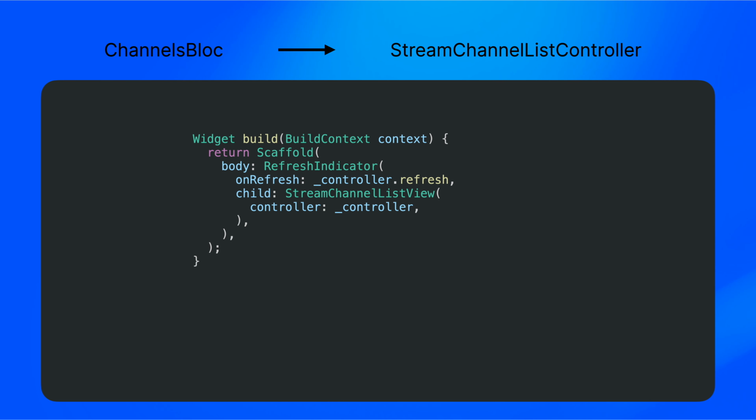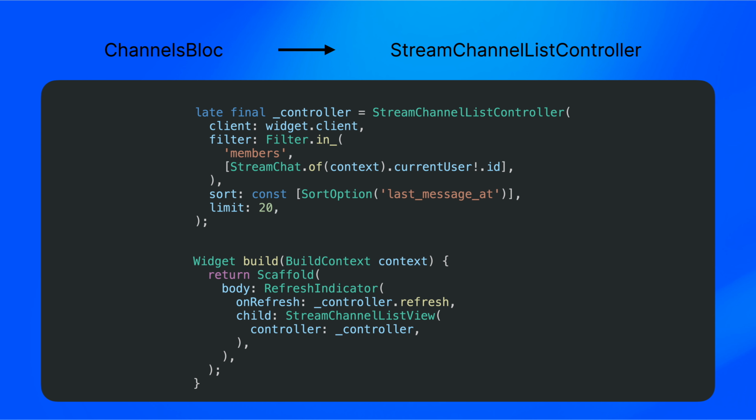Let's see what the equivalent code looks like in version 4. The changes to take note of are that channel list view is now renamed to StreamChannelListView, and that there are no channels block widgets anymore. The channels block widget is replaced with a StreamChannelListController. This controller functionally does the same as the block before, but the controller manages everything related to the channel list state and can function on its own.